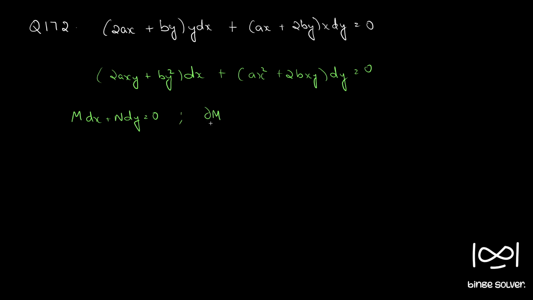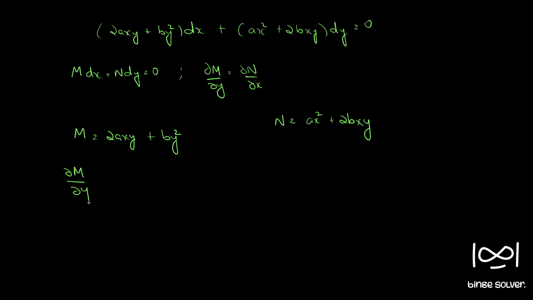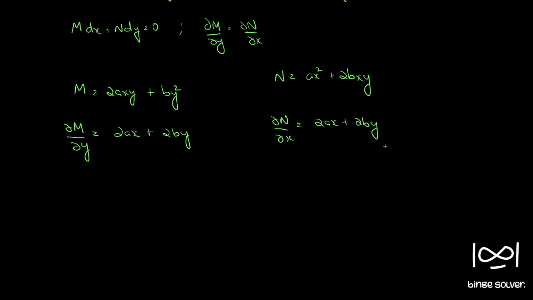We will first check whether the equation is exact by using the necessary and sufficient condition ∂M/∂y = ∂N/∂x. Our M here is 2axy + by², and N is ax² + 2bxy. Therefore, ∂M/∂y = 2ax + 2by, and ∂N/∂x is equal to 2ax + 2by. Therefore, ∂M/∂y = ∂N/∂x.